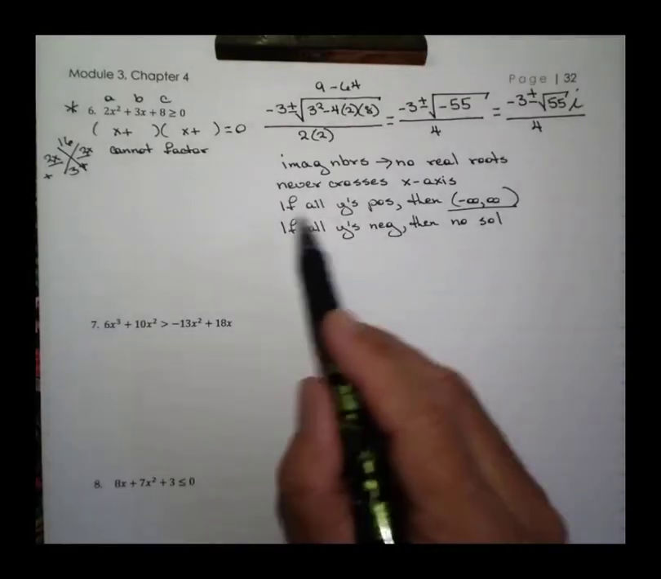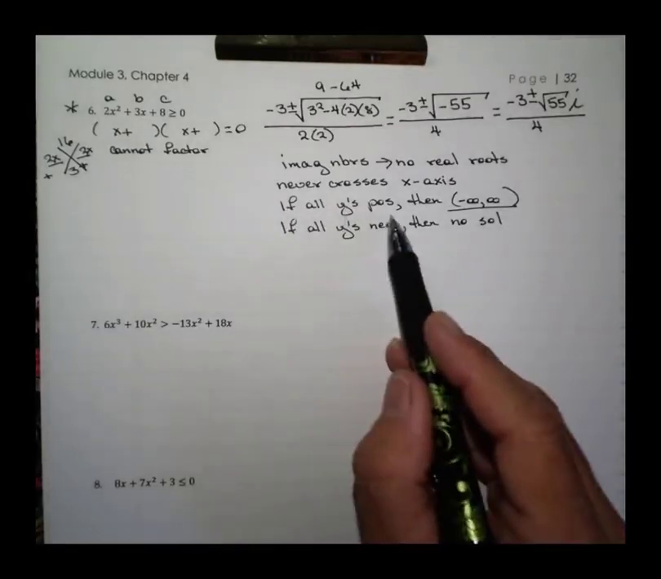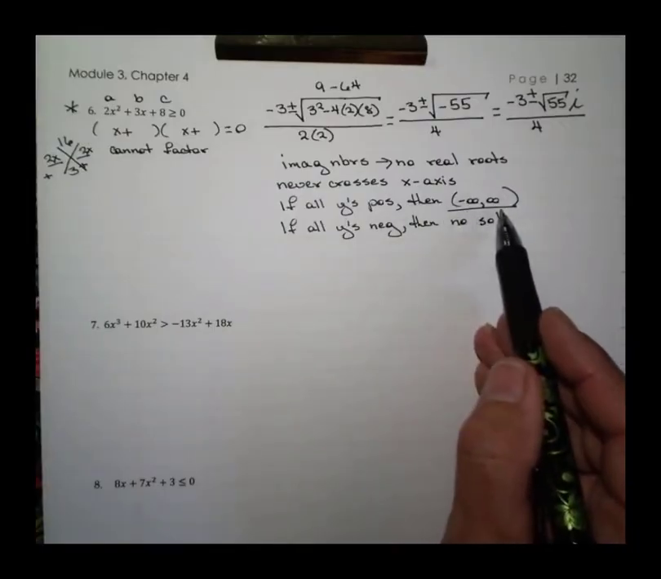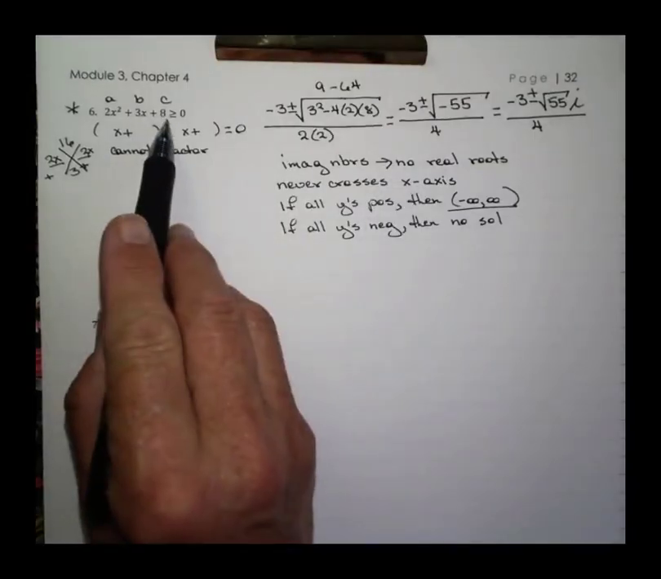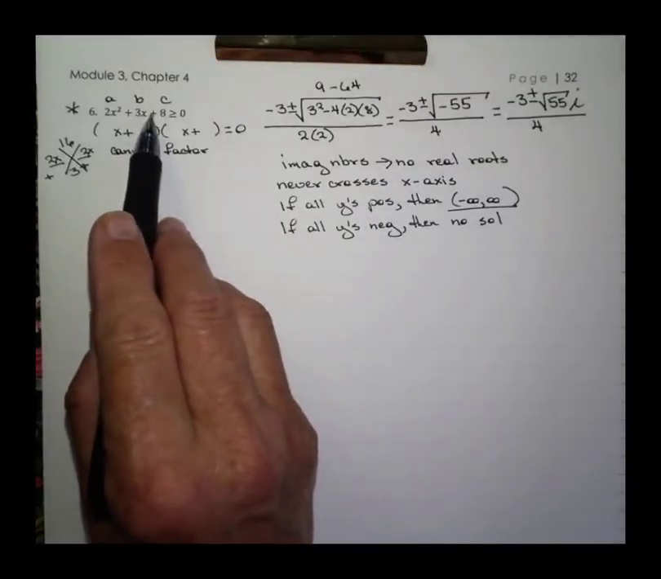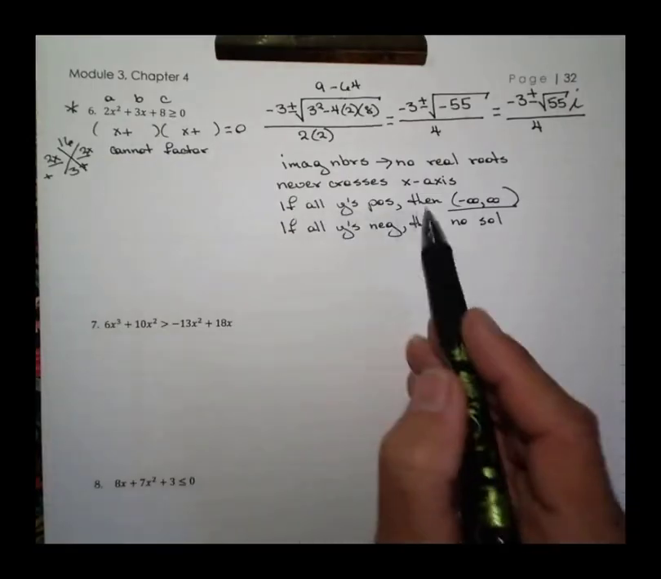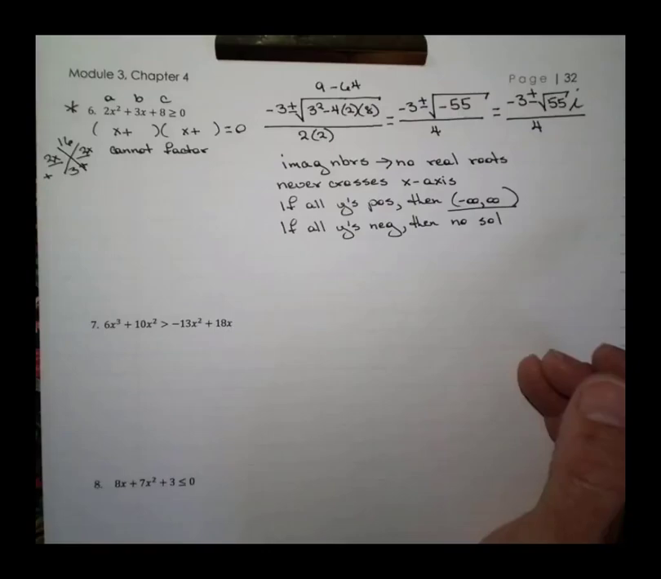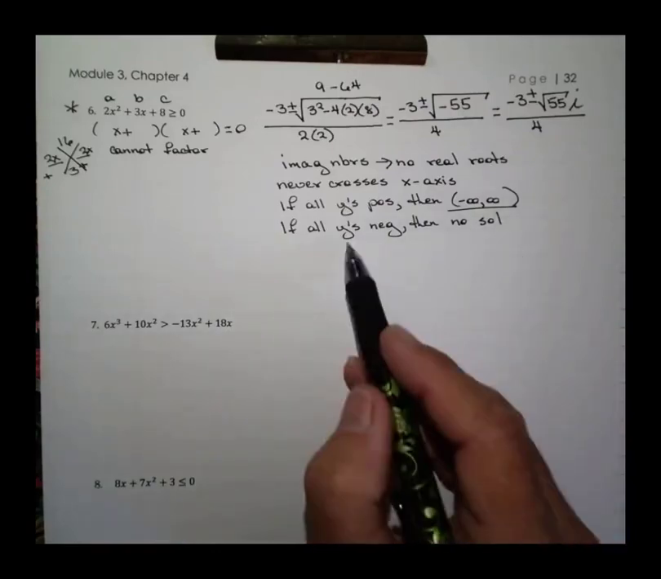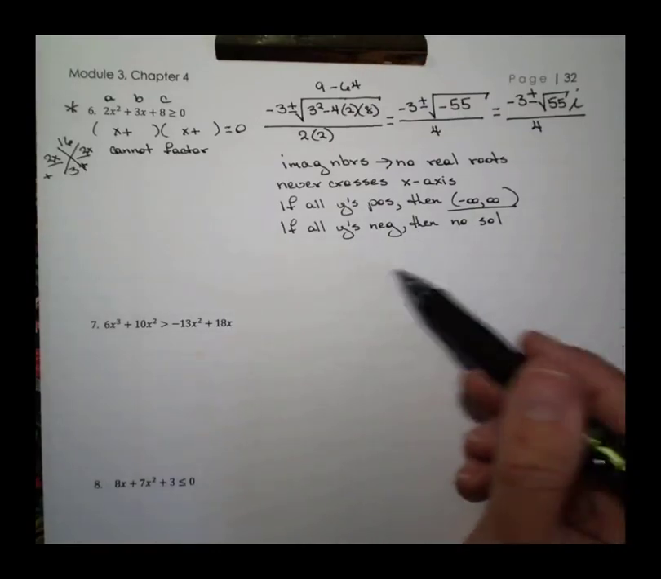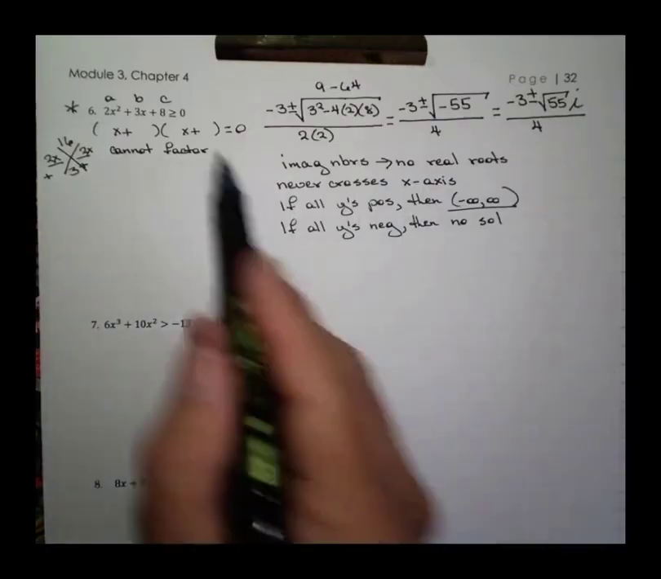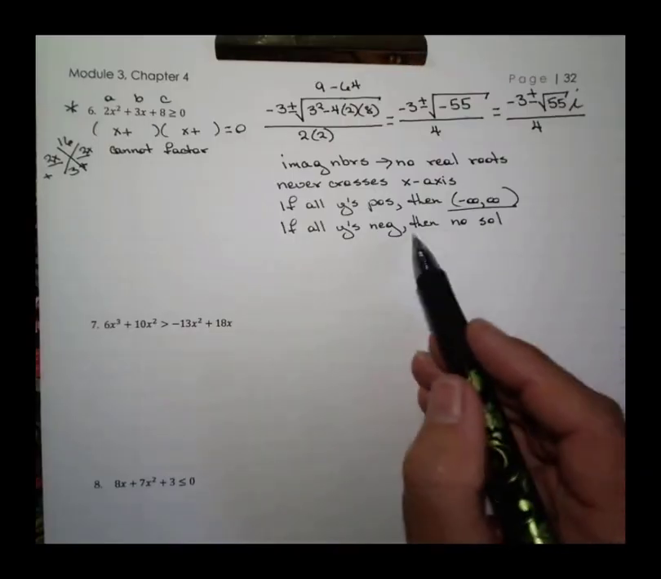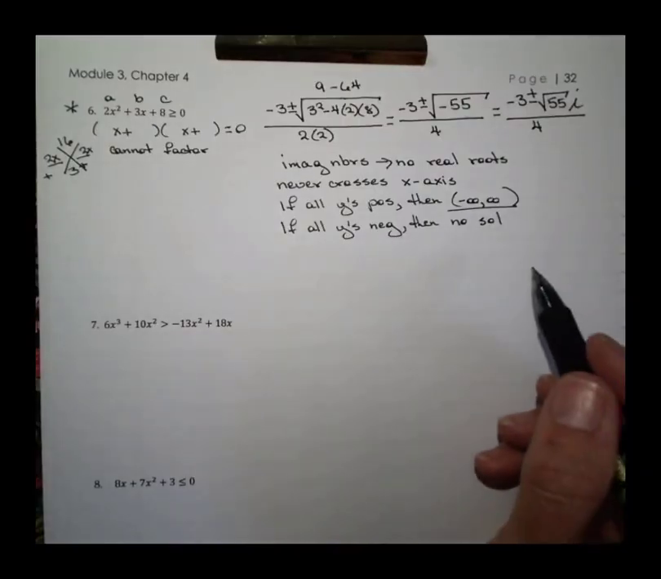Now, why I said that if all y's were positive, then all real numbers from negative infinity to positive infinity was our solution set, is because that's what our inequality is looking for, where the function is greater than or equal to 0. If we have positive numbers, then the entire function is positive because it doesn't cross the axis. If all y's were negative, well, that's not what our function is looking for, is it? It's looking for only the values where we have positive y's. So if we have negative y's, then we don't have a solution set.